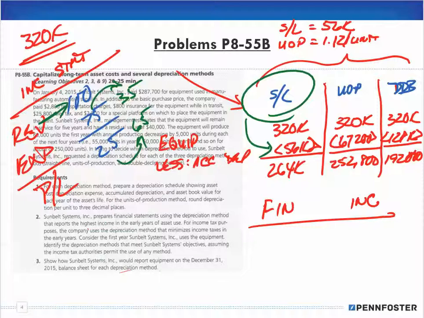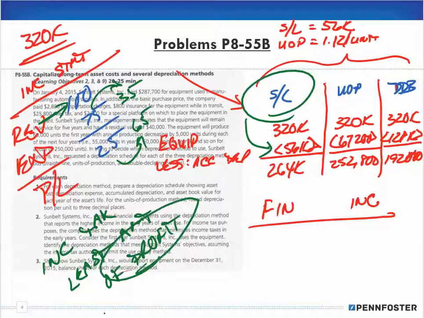Now on the opposite end, it says here for income tax purposes, the company uses the depreciation method that minimizes taxes in the early years. So what does that mean? We're minimizing taxes, right? Well, for income tax purposes, what do we want? We want the least amount of profit, because we're being taxed on our profit.